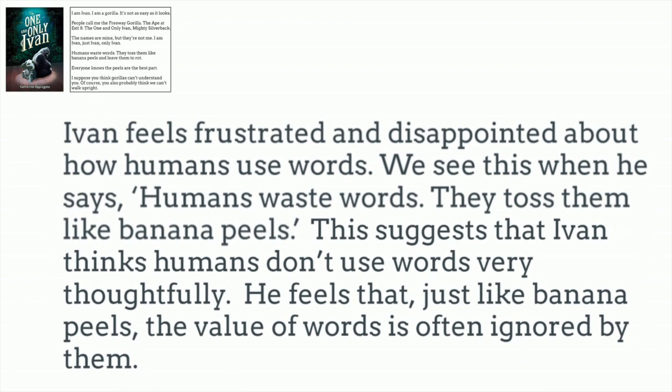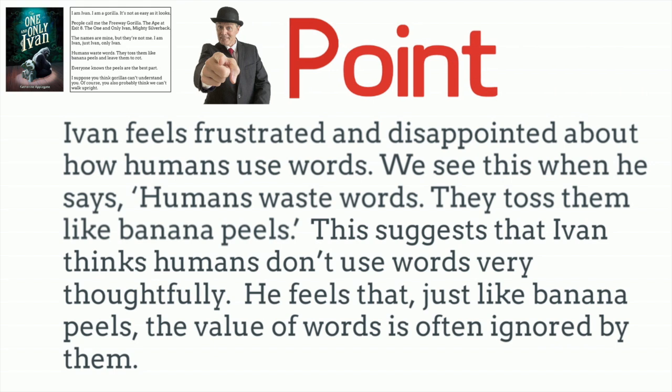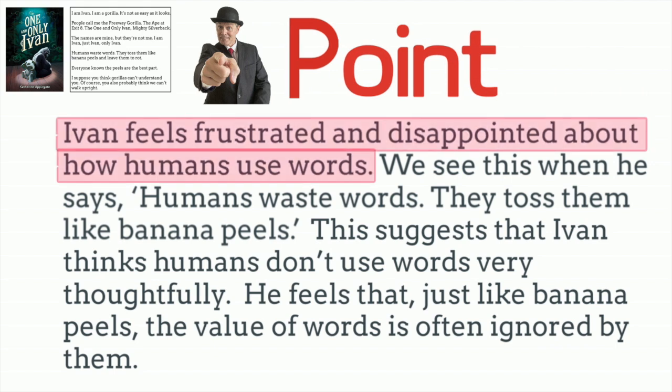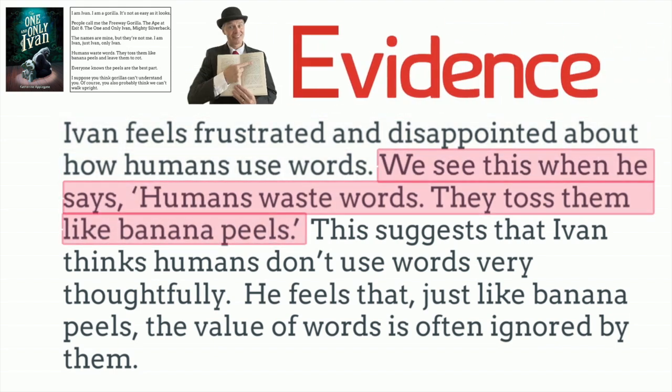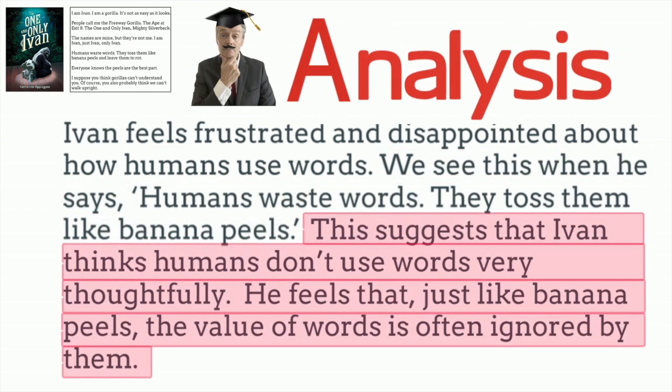Putting it all together, Ivan feels frustrated and disappointed about how humans use words. We see this when he says, 'Humans waste words, they toss them like banana peels.' This suggests that Ivan thinks humans don't use words very thoughtfully. He feels that, just like banana peels, the value of words is often ignored by them.